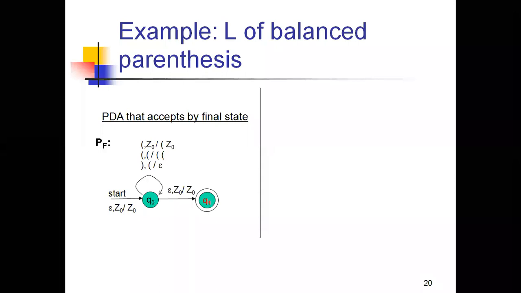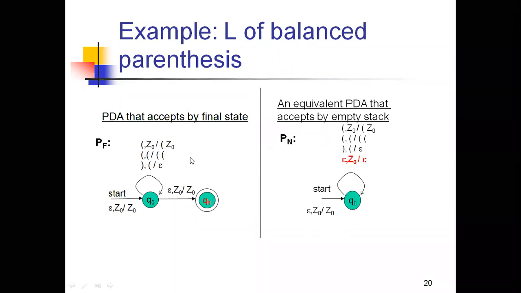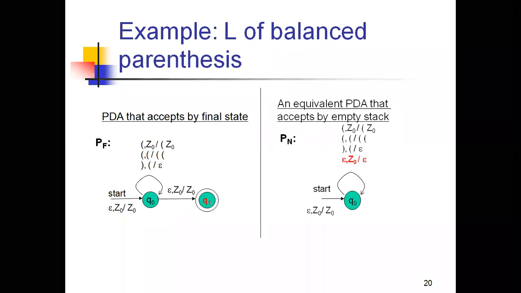And this is an example for the language of balanced parentheses, as I already showed you. This is with final state acceptance, and this is with empty stack acceptance. To make the PDA accept by final state, I need two states, and in those two states I make q1 the final state. In the other representation, a PDA that accepts by empty stack, I choose only a single state, because here I don't want any final states.